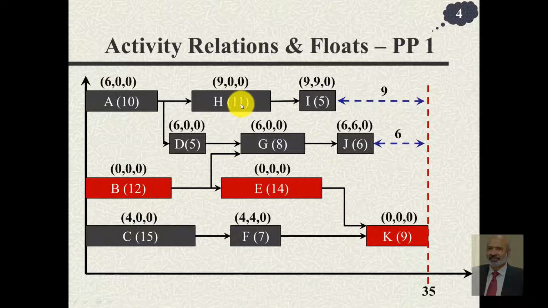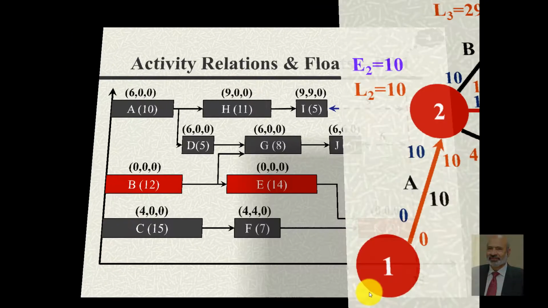Since activity H has a successor that has a float of 9, that means activity H cannot have any free float, and if it cannot have any free float, it cannot have any independent float.